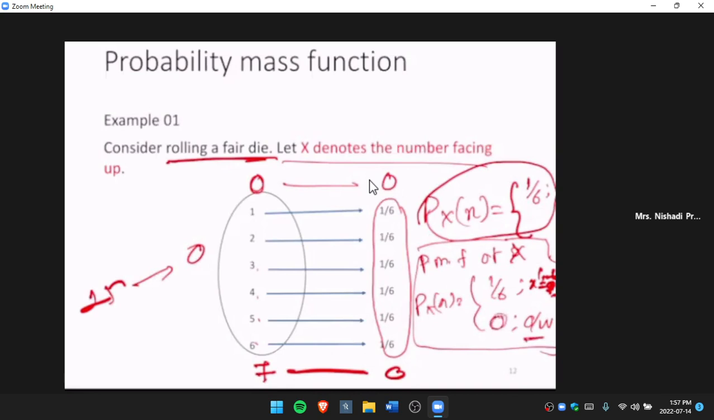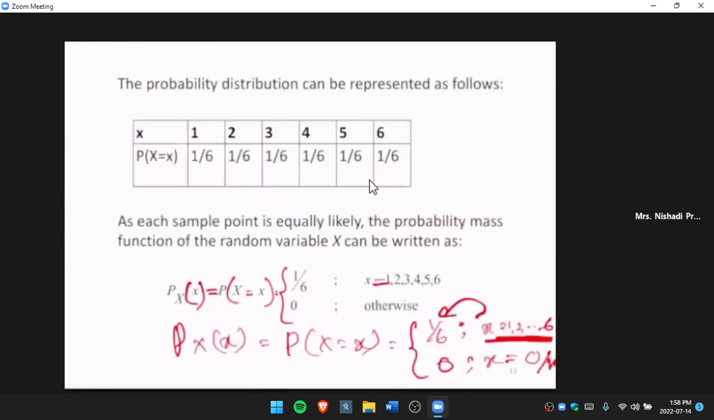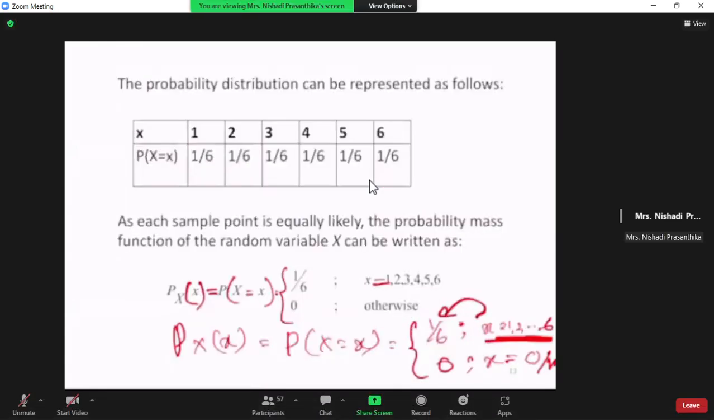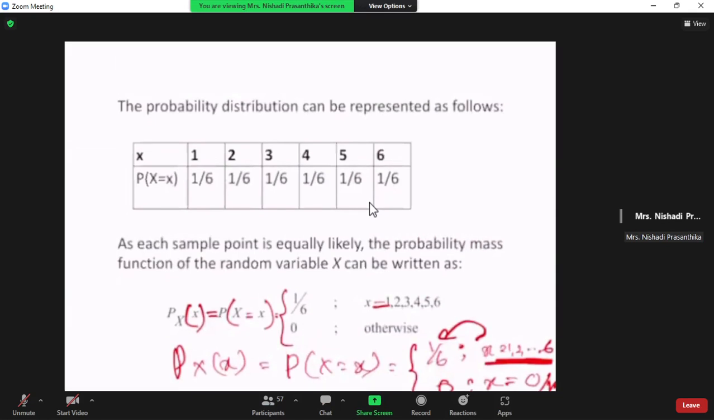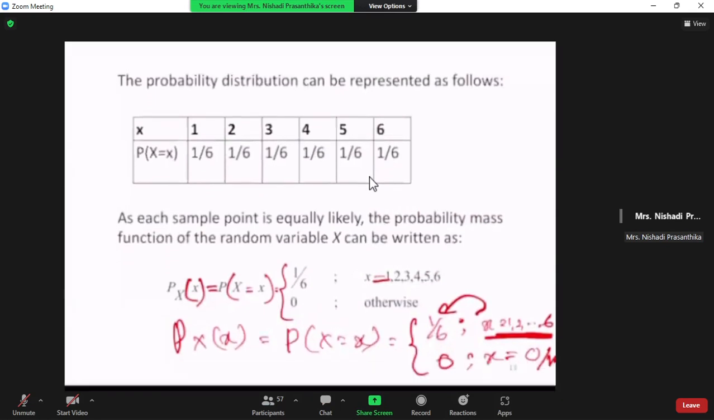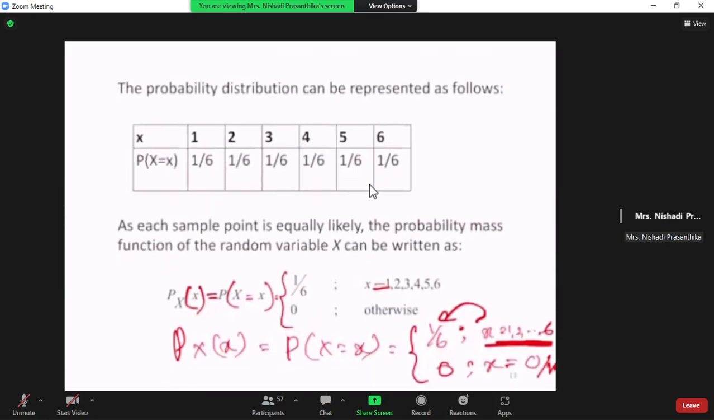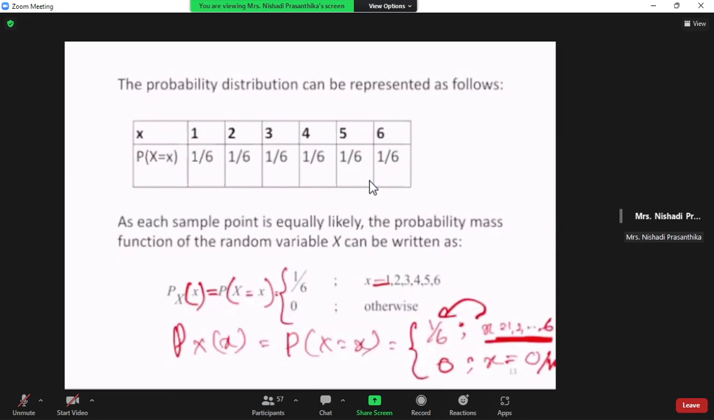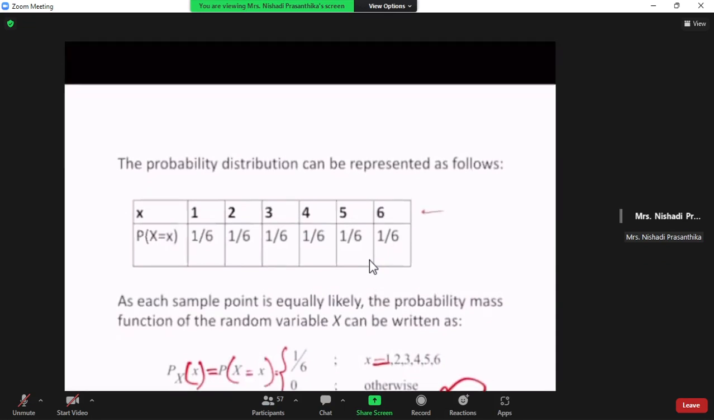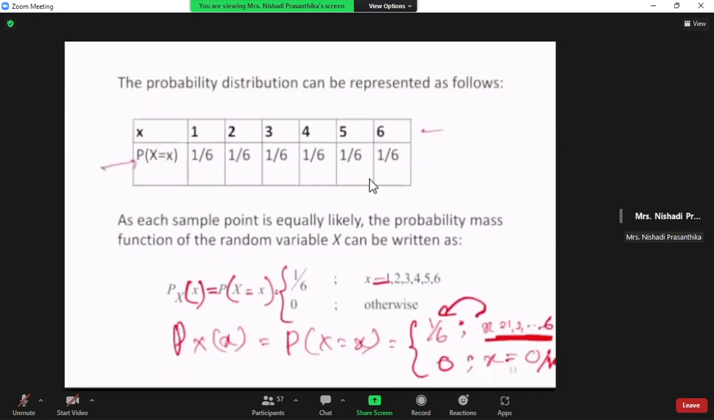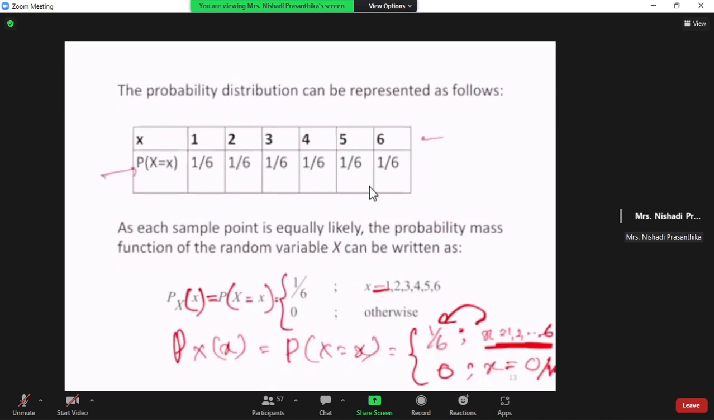Okay, so this is one way of representing probabilities, or you can use a probability distribution table like this. You can have a column with the values of the random variable and another column with their associated probabilities like this.